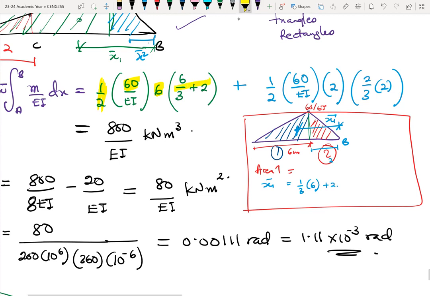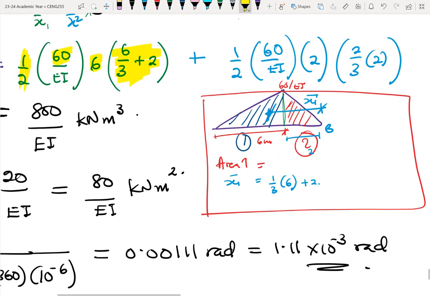And that's what I have in this region, 6 over 3 plus 2. Great. Now let's look at region 2. With region 2, we know the area 2, again, that is the area of the right-hand shaded triangle. So that'll give us what? Half times a base of 2 times a height of 60 over EI. Again, we have that right here, half times 60 over EI, which is the height, times the base of 2.